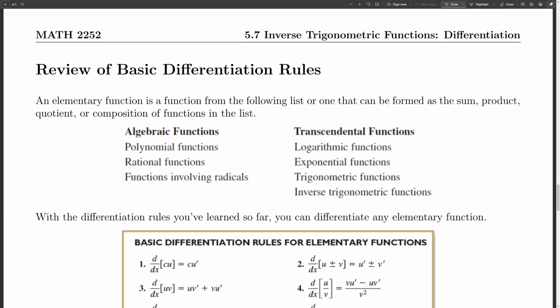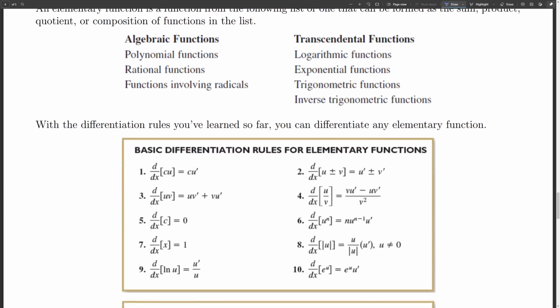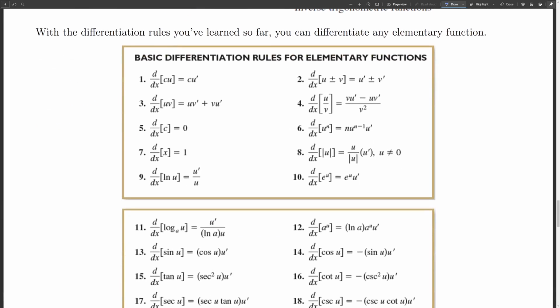So this is really true that with the differentiation rules you've learned so far, you can differentiate any elementary function. Later, we will see that that is not the case for finding antiderivatives. That's a lot harder. So here we have some basic differentiation rules.